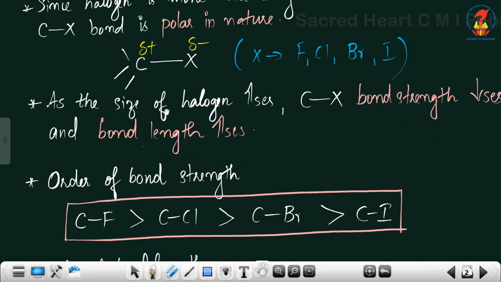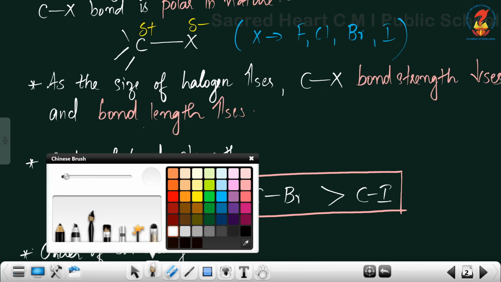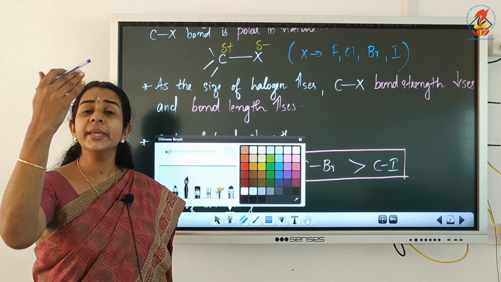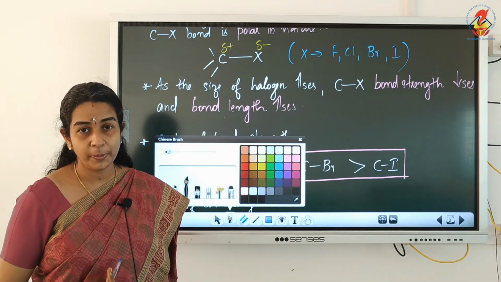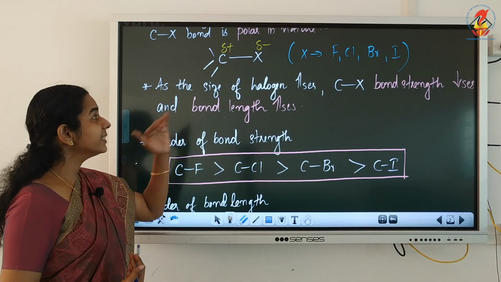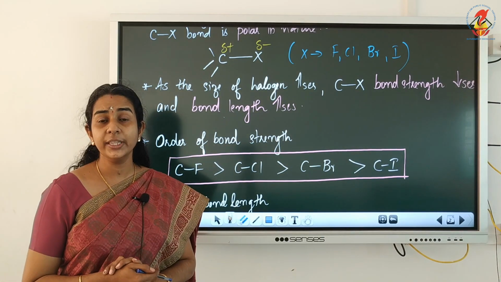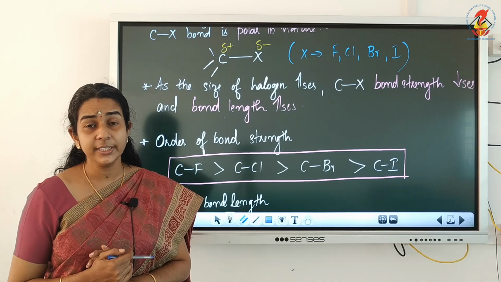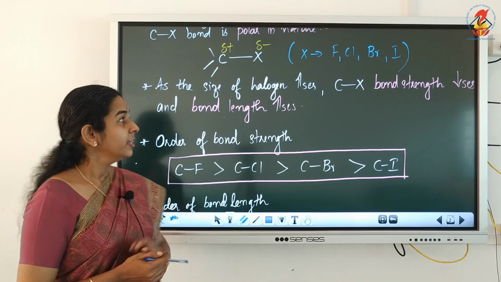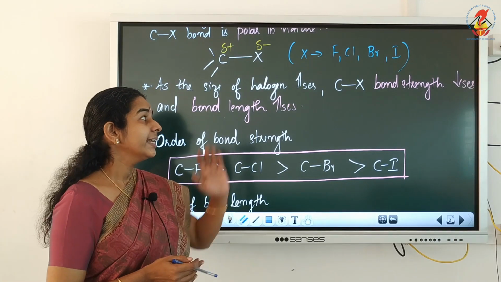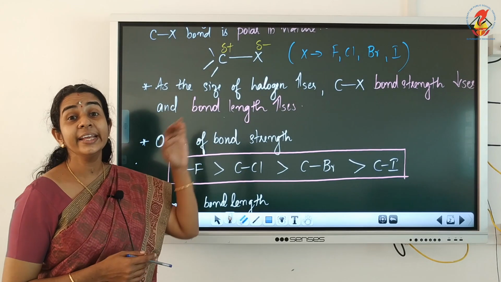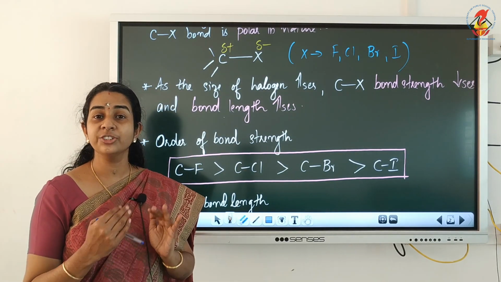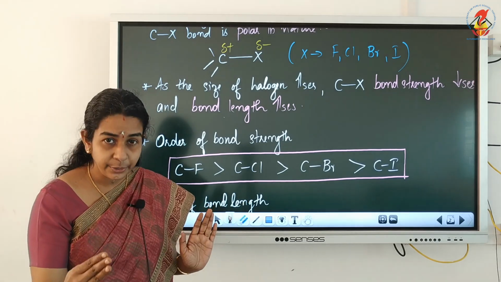Now we know that halogen belongs to group 17, and down the group the atomic size increases. So fluorine has the smallest atomic size and iodine has the largest atomic size. As the size of the halogen increases, bond strength decreases. So as the size of halogen increases, C-X bond strength decreases and bond length increases. Strength decreases means length increases.